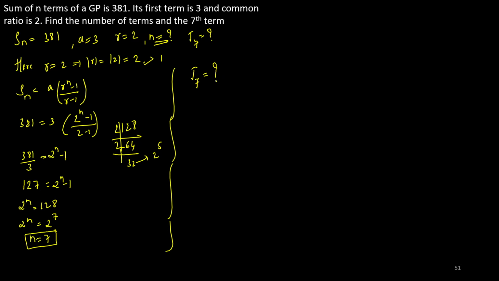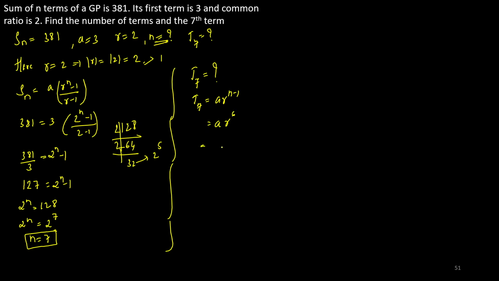Right. Seventh term is what? Okay, many of you are telling it is... Right. So T7 is equal to A into R to the power of n minus 1. That is A into R to the power of 6.